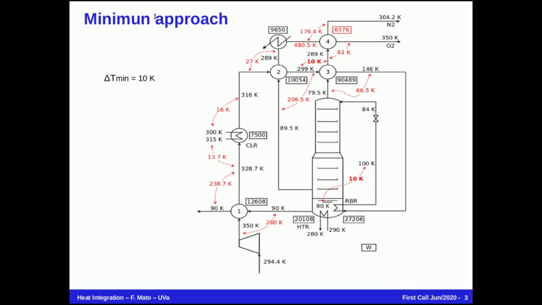Calculating the minimum approach is a question of knowing the temperatures at the entrance and the outlet of any heat exchanger. We know almost every one, except the one at the outlet of the heater, and we also don't know the duty of the heat exchanger.